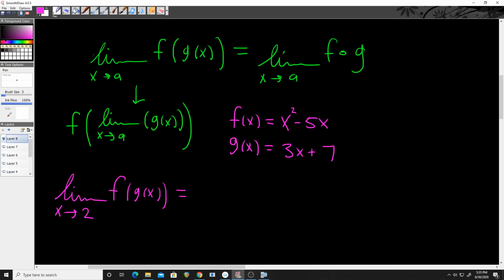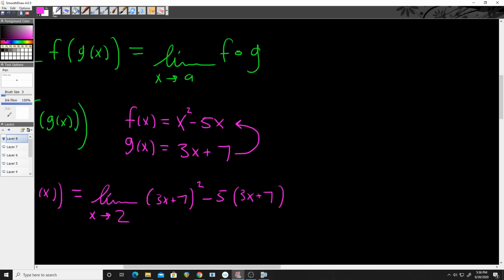If we didn't have this limit theorem, then first we'd have to figure out what the composition is. Let's go ahead and do that. F of g of x. So we're going to take the function g and put it in the input, the x on f. So in other words, x squared, except instead of x, it's going to be 3x plus 7. So I get 3x plus 7 squared minus 5 times 3x plus 7. This is how I find the composition, and I have to do some algebra.